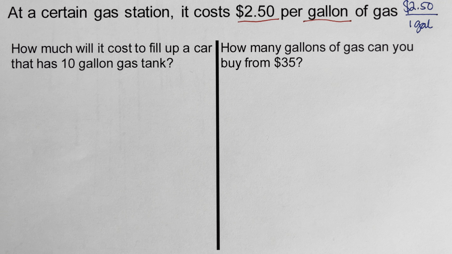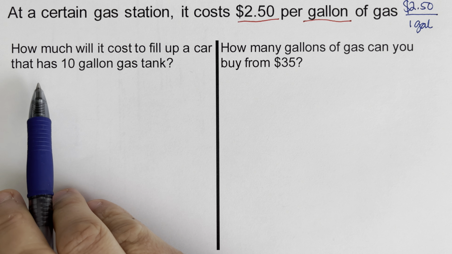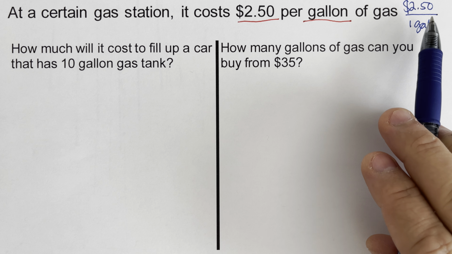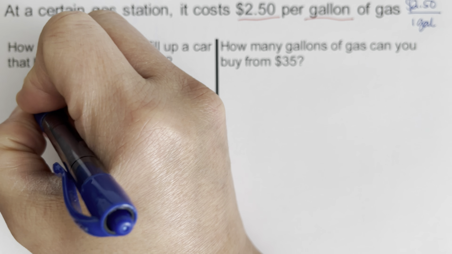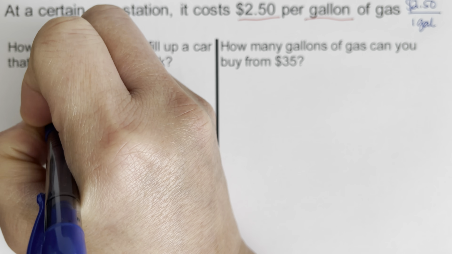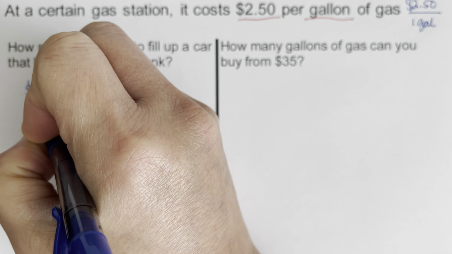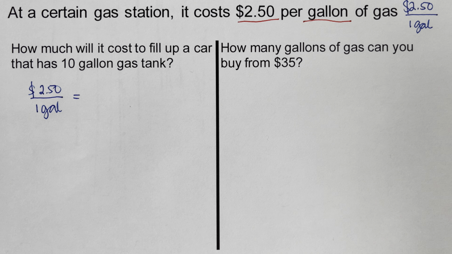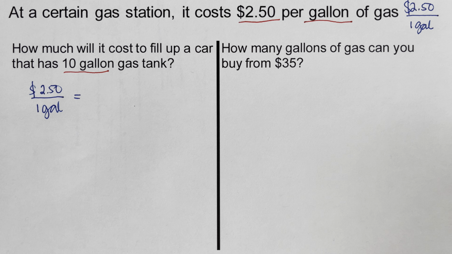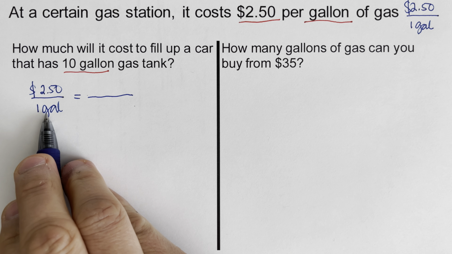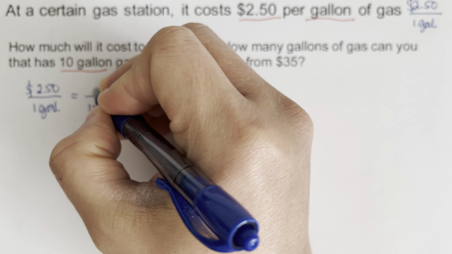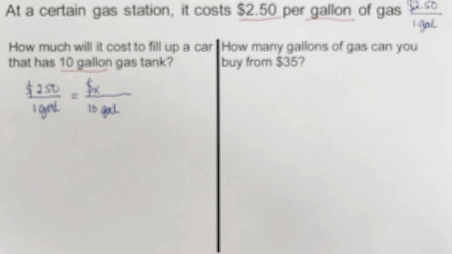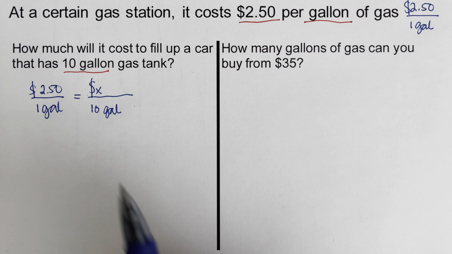Then we are going to use this ratio in solving these two problems. Let's take the first one. How much will it cost to fill up a car that has a 10-gallon gas tank? We are going to use this ratio again. I'm going to write that down here: 2.50 over 1 gallon. In this problem, we are given 10 gallons, so that 10 gallons goes to the bottom. And that is x dollars, because we don't know how many dollars it would cost to buy 10 gallons of gas.